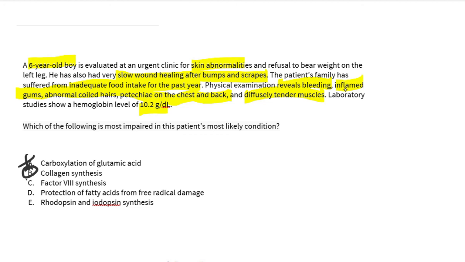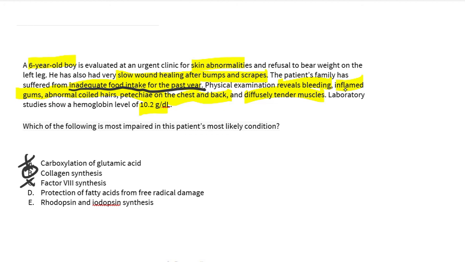Factor VIII synthesis. This is the cause of hemophilia A, and a problem producing one of the factors involved in secondary hemostasis, and this would not explain certain physical exam findings, such as this would not explain the history of the inadequate food intake, as patients who have a defect in factor VIII would likely present earlier in life, and it would not happen after inadequate food intake.